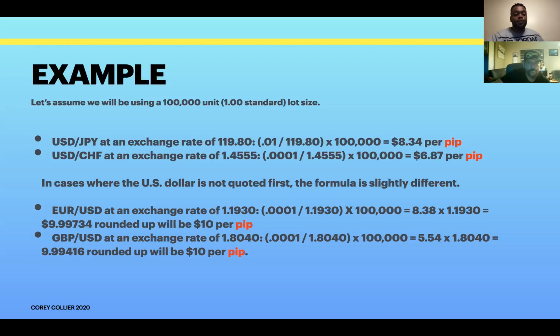All right. Now, in cases where the United States dollar is not quoted first, though, the formula is slightly different. So for Euro USD, it's at an exchange rate of 1.1930. This equation, you still start out how we did up above with the 1 pip movement, multiply that by the exchange rate, times that by your lot size, and you get your answer. But what you have to do when the United States dollar isn't quoted first, you have to multiply by the exchange rate again. All right. So you have to take that 838 and multiply that by the 1.1930.